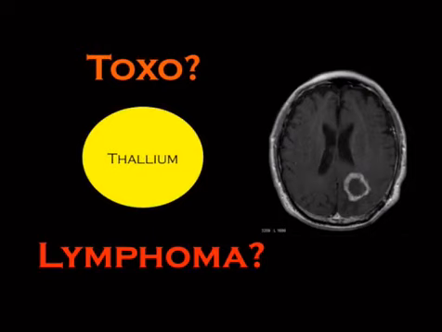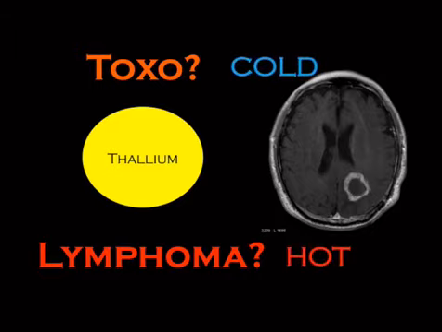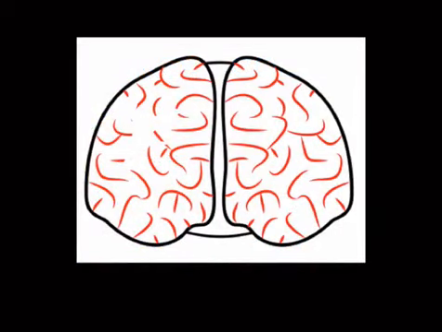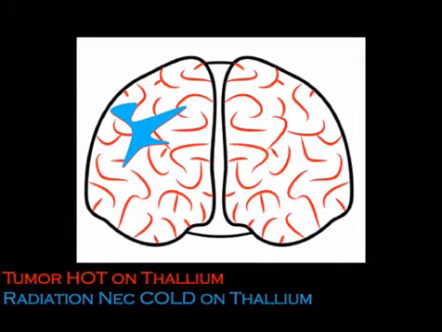Now, for thallium here, if it's a tumor like lymphoma, for sure it's going to be hot, right? And toxo is not a tumor and does not have a sodium-potassium pump. It's working with active transport, so it's going to be cold. And then tumor recurrence versus radiation necrosis. Tumor is alive. Tumor has a sodium-potassium pump, so it's going to be thallium hot, and radiation necrosis is not.